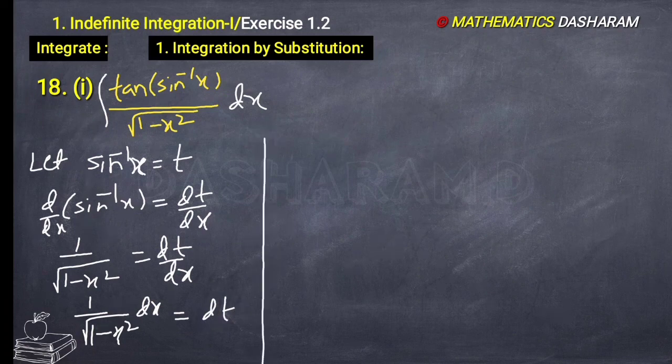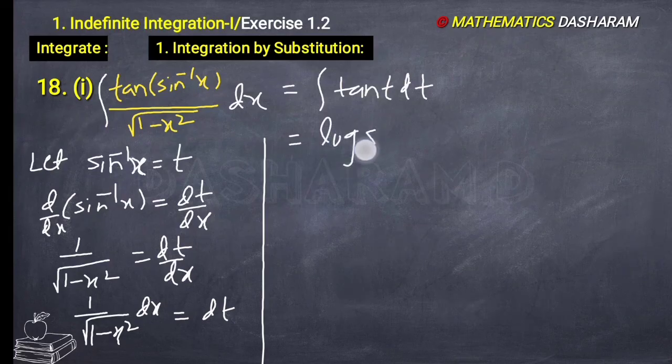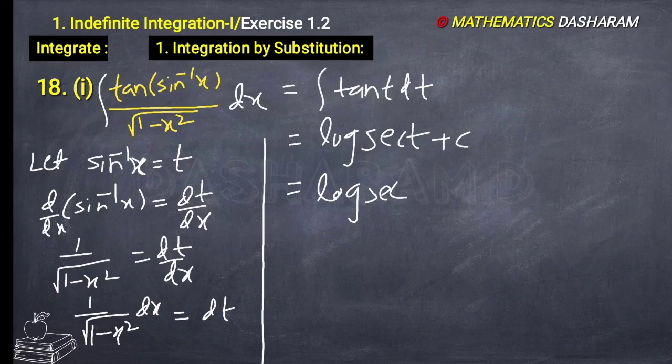So now substitute these values in the given question. First of all, tan of sin inverse x equals tan t and dx by root 1 minus x square is dt. And we know that integration of tan t is log sec t plus c. So log sec, the t value is sin inverse x, plus c is our required answer.